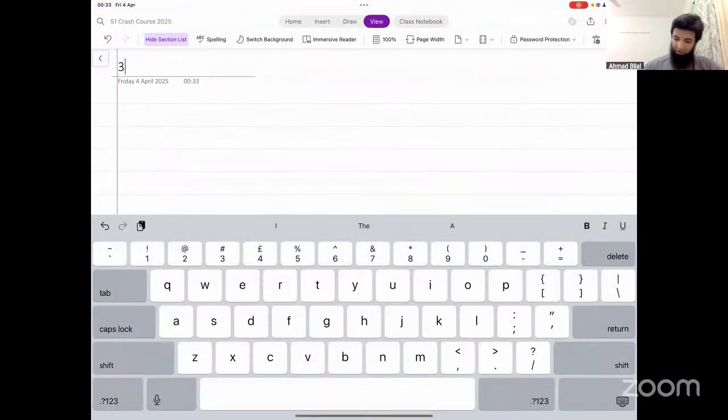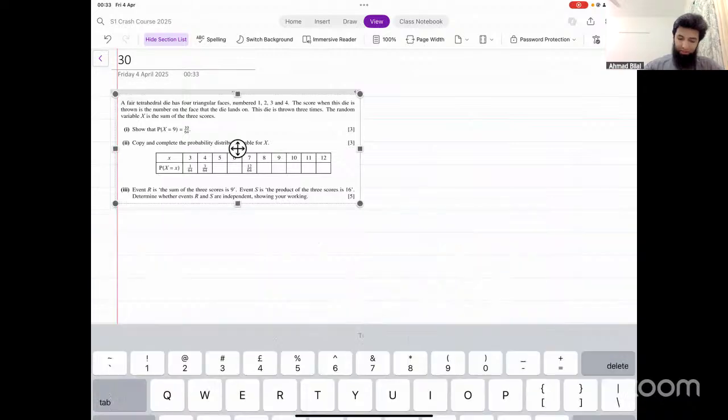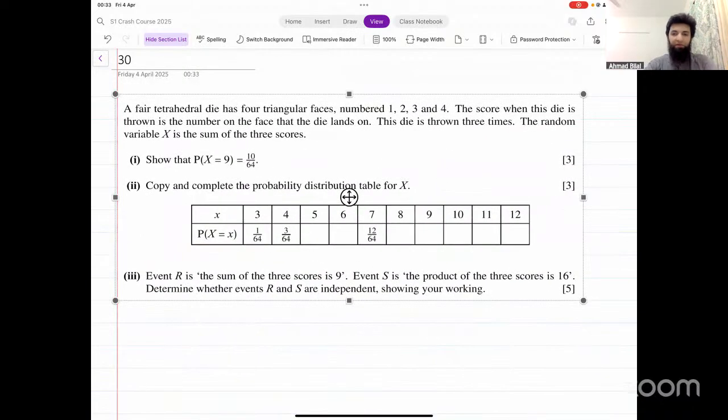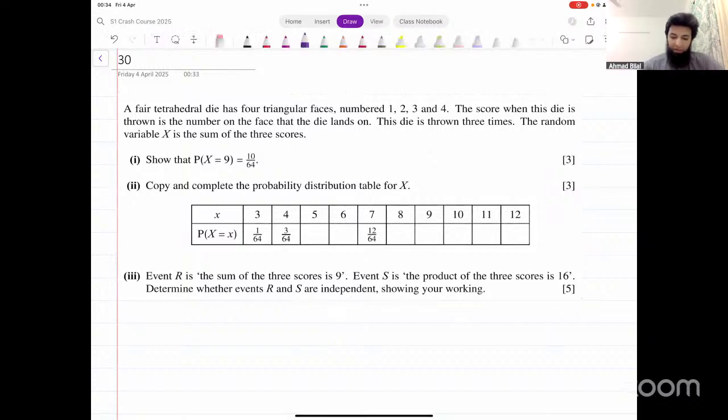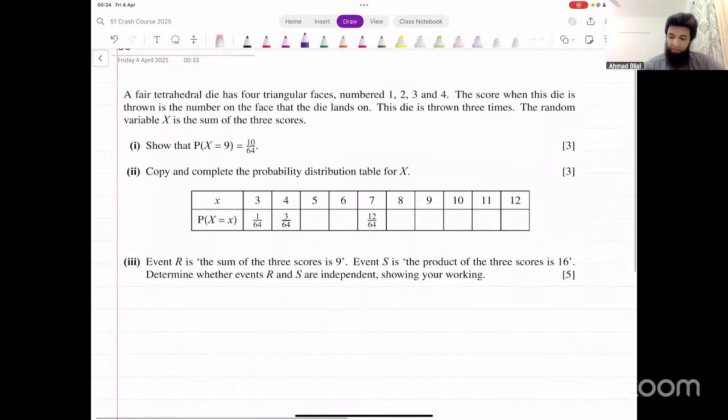Okay, question number 30 from the worksheet. Let's have a look at this now. It says a fair tetrahedral die has 4 triangular faces numbered 1, 2, 3, and 4. The score when this die is thrown is the number on the face that the die lands on. This die is thrown 3 times. The random variable x is the sum of the 3 scores. Show that the probability that x is equal to 9 is 10 over 64.